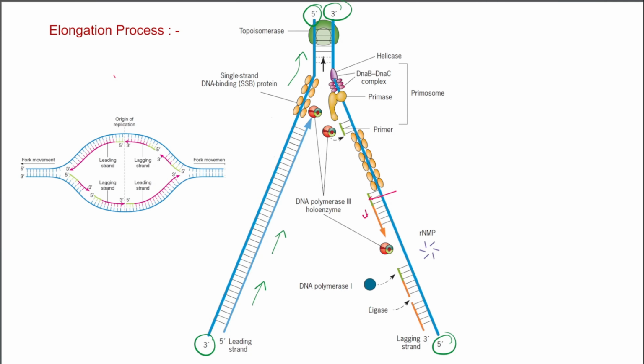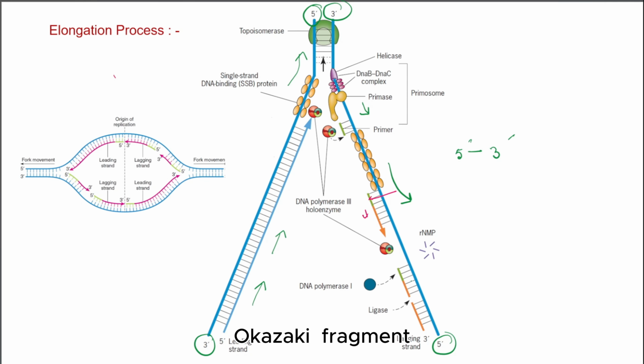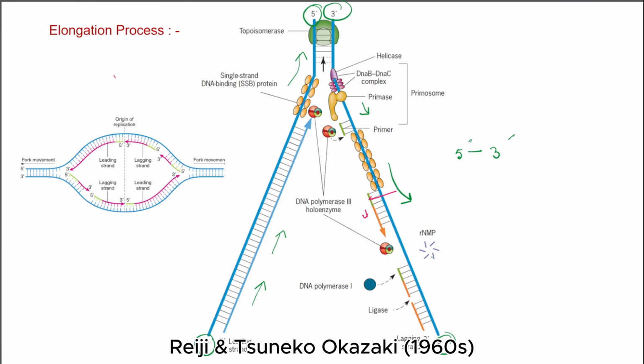On the other side, the template strand is 5' to 3', but DNA is synthesized in the 5' to 3' direction. It is synthesized opposite to the fork movement. It works away from the fork. As a result, DNA polymerase 3 synthesizes short fragments called Okazaki fragments, which were discovered by the scientist Reiji Okazaki. That's why these fragments are called Okazaki fragments.